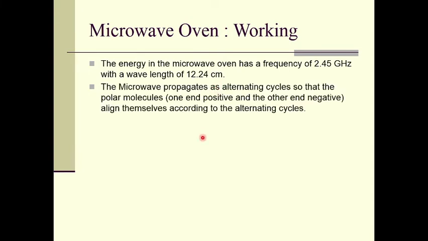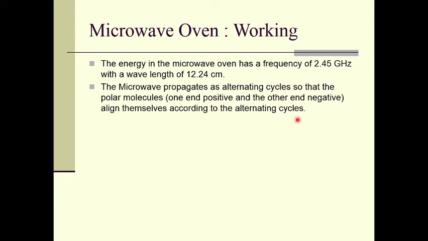So microwave propagates as alternating cycles so that the polar molecules, and polar molecules means the molecules which have one end positive and the other end negative, right? These polar molecules will align themselves according to the alternating cycles. An example of a polar molecule is HCl, right? In HCl we have a covalent bond, and here chlorine is more electronegative than hydrogen, and because of that chlorine attracts the shared electron pair towards itself, right? And therefore chlorine becomes slightly electronegative, whereas hydrogen becomes slightly electropositive. So this molecule is a polar molecule.